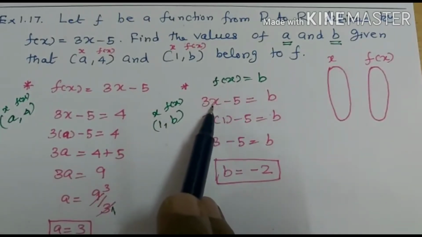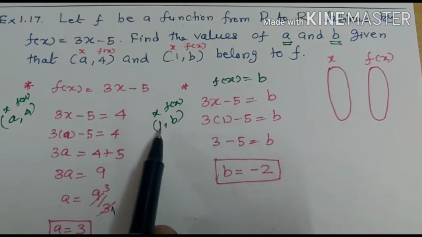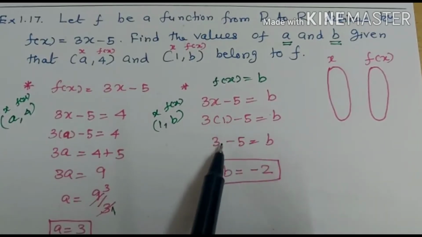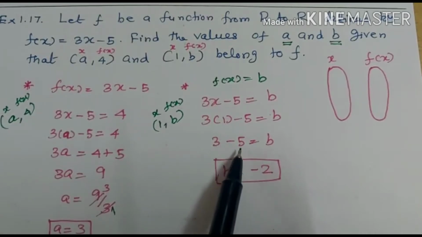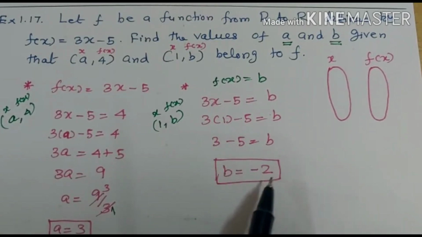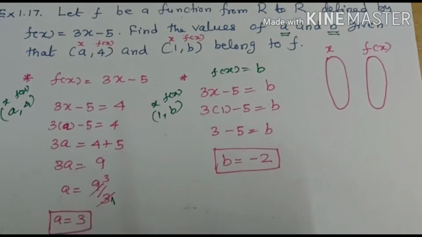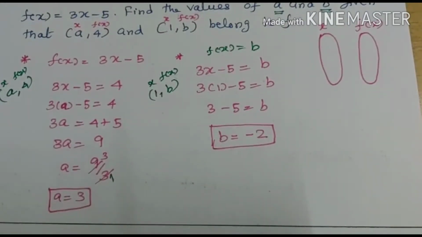What is the formula? 3x minus 5 equals b. That is the formula equal to b. And then x equals 1. So 3 times 1 minus 5 equals b. One 3 is 3, minus 5 equals b. So b equals 3 minus 5, which means minus 2, because the bigger number has the minus symbol, so put the answer with a minus symbol. So b equals minus 2. So a equals 3, b equals minus 2. This sum is a very important sum.